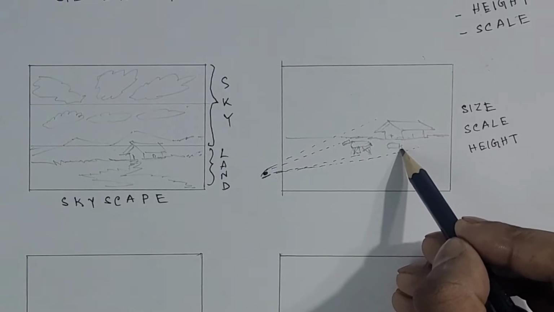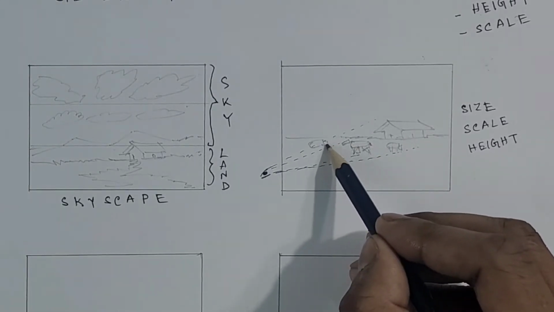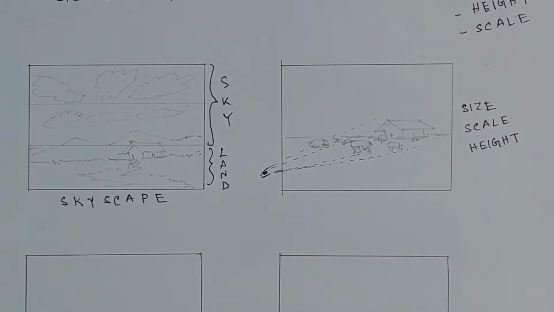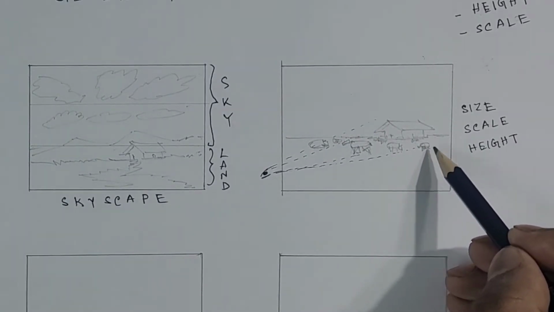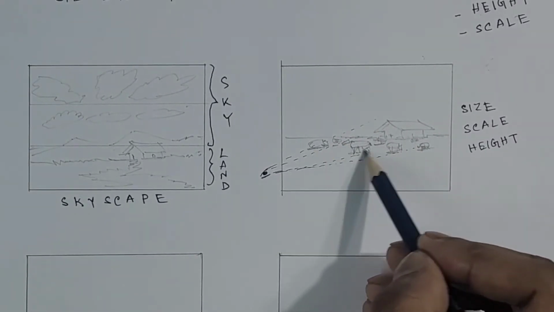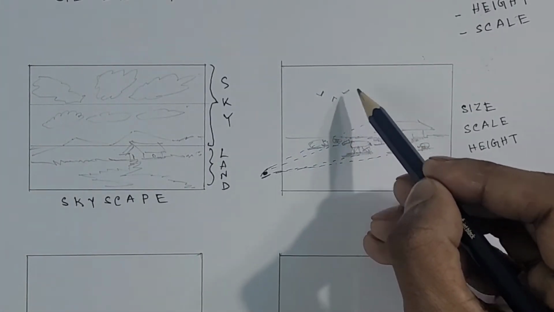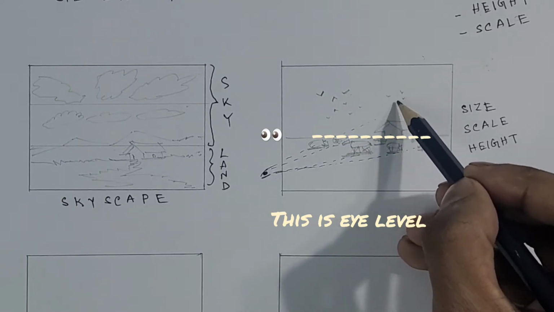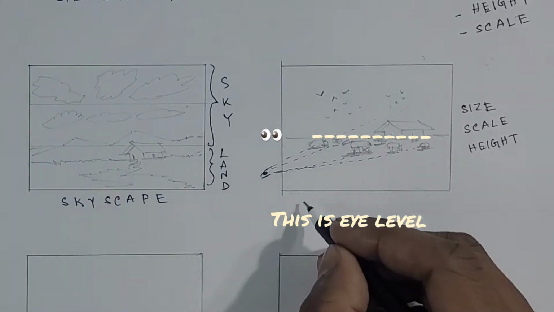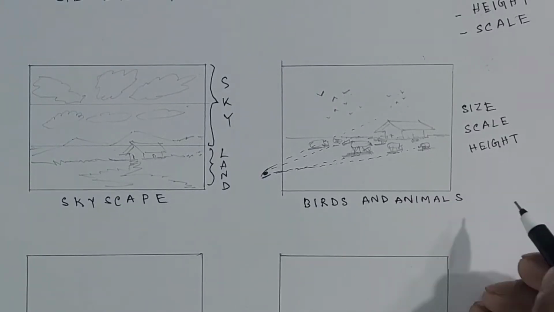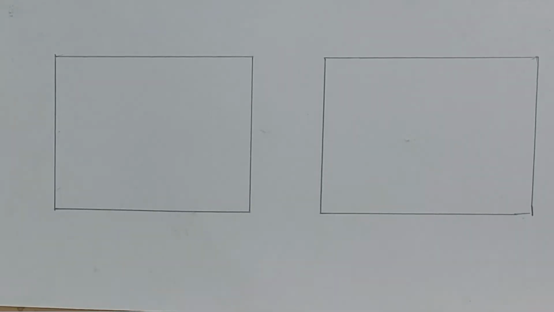Here you have to understand, when we paint animals, they must be below the eye level. This eye is not the artist's eye, this is the viewer's eye after the overall painting. Here the eye level is equivalent to the horizon. When we are adding birds and animals, it is better to add them in groups.